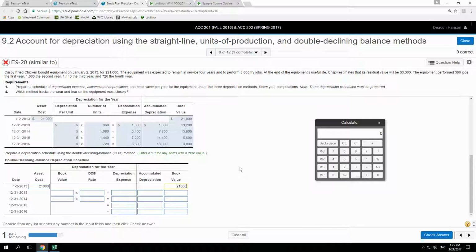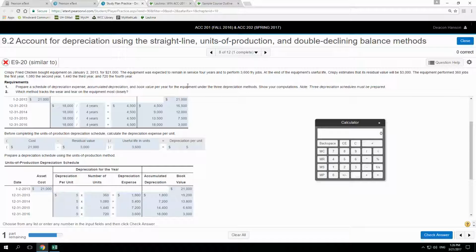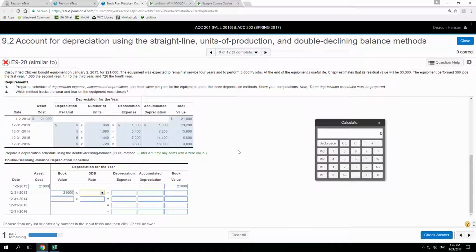Now what we do is we take the book value. So in the first year, the book value is the 21,000, and we're going to multiply it by the double declining rate. The double declining rate is twice the straight line rate. If you think about it, the straight line rate is 1/4 because it has a 4-year life. We're going to take 1/4 of it per year. Twice the straight line rate would be 2/4, or 2 times 1/4, which ends up being 1/2, right? So you're going to take half of 21,000, which is going to be 10,500.